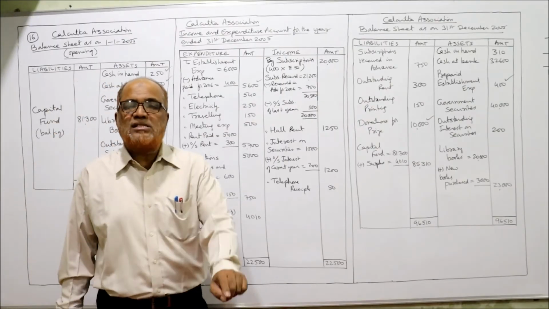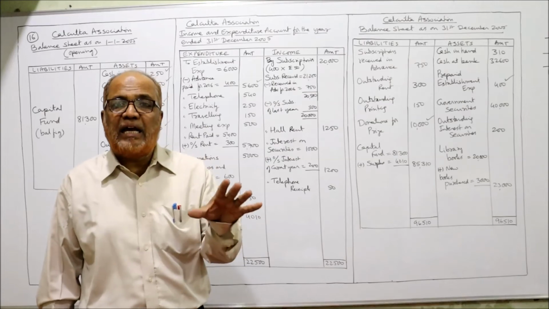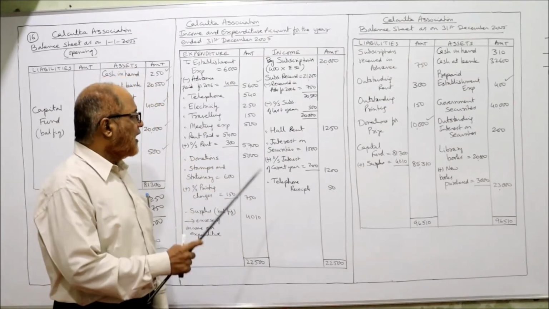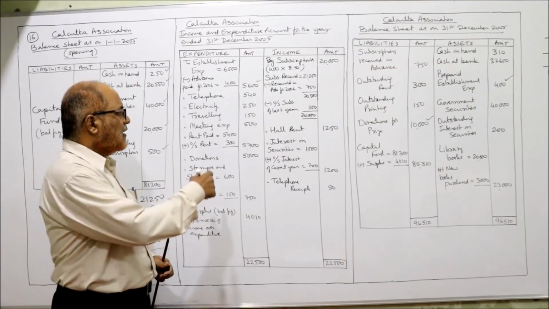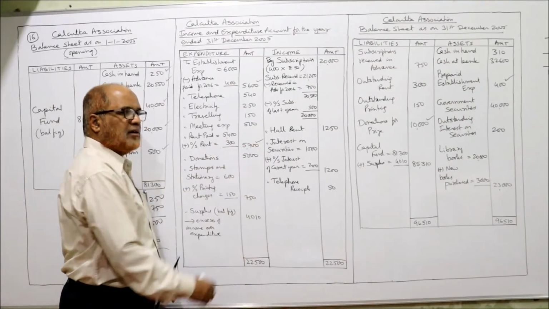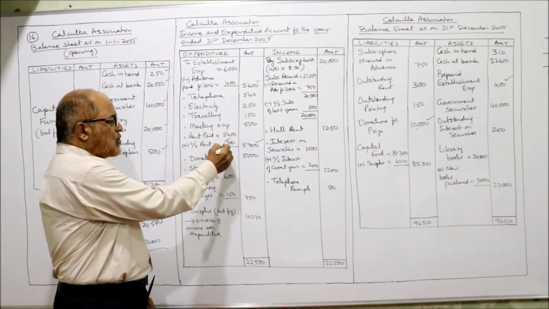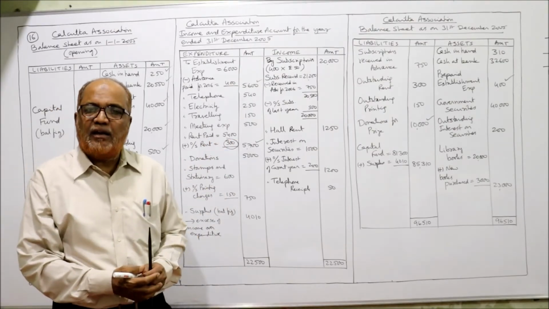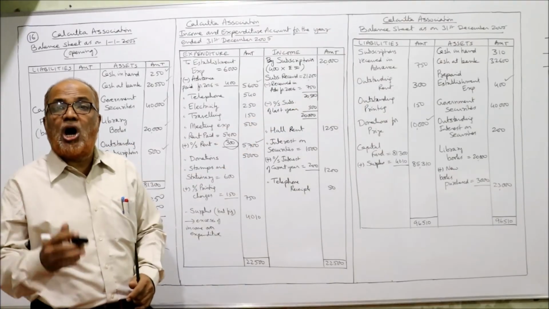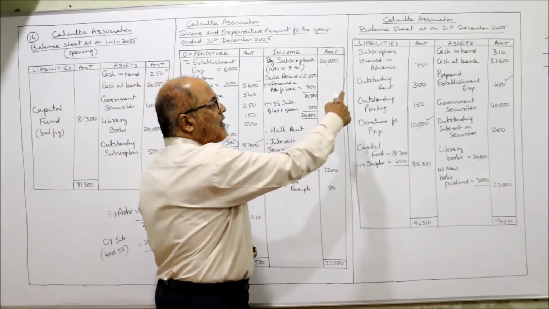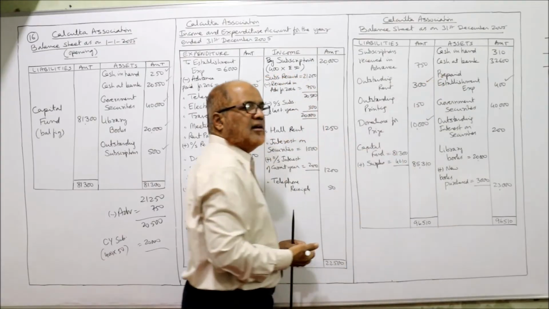Now in the problem, the last sentence gives the outstanding rent at the end of the year: 300 rupees outstanding rent. Add up: 5,400 plus 300, 5,700. Now this 300 rupees outstanding rent of the current year will be a liability. It will be taken on the liability side of the balance sheet. Outstanding rent, here you can see, 300.